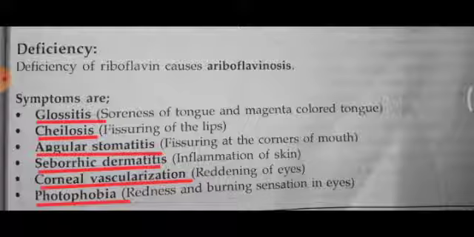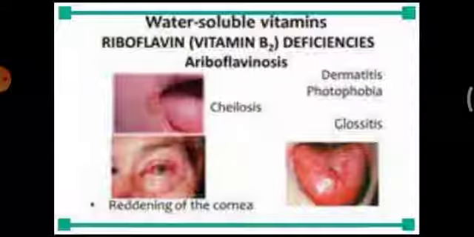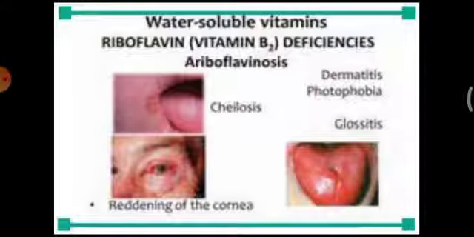Whatever symptoms are listed and written in the text are going to be shown with an illustration. You can see here, whatever we have studied, cheilosis, reddening of the eye, dermatitis or glossitis, is shown with pictures so that you can get a clear idea. So this is about ariboflavinosis.